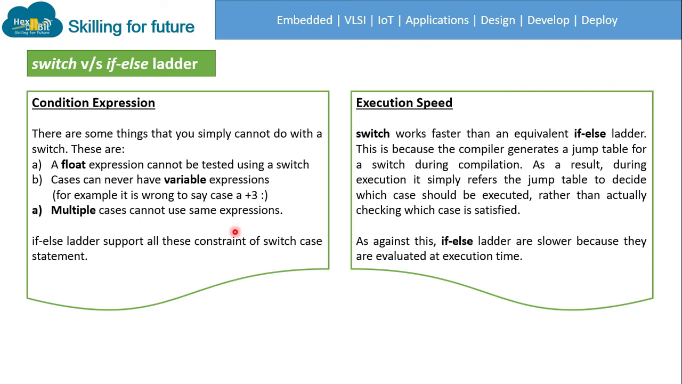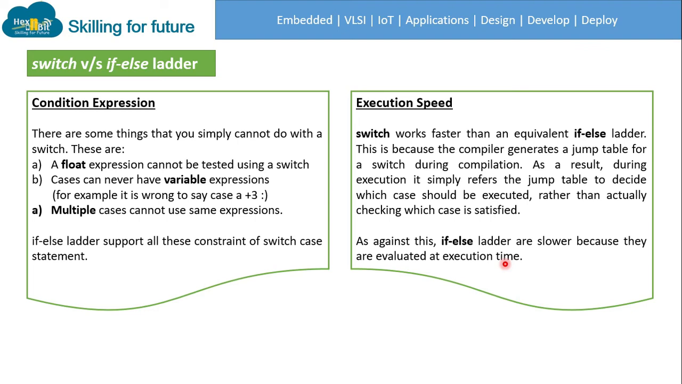This is because the compiler generates a jump table for a switch during compilation. As a result, during execution, it simply refers to the jump table to decide which case should be executed, rather than actually checking which case is satisfied. But in the case of an if else ladder, the evaluation is at execution time, so the speed is slower as compared to switch.